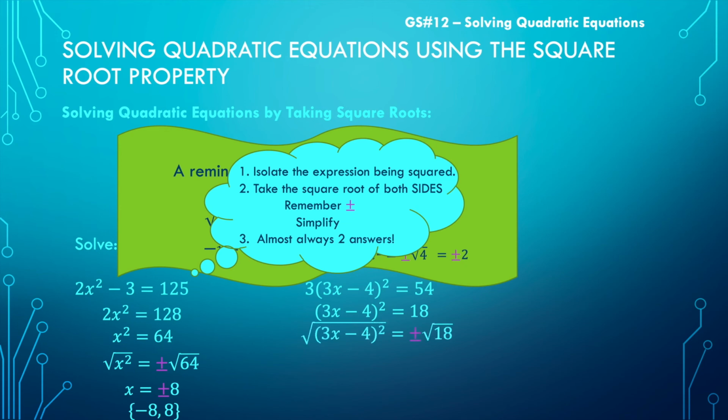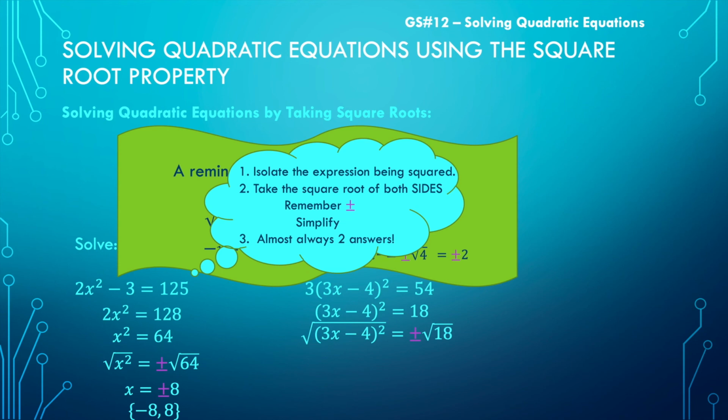So taking the square root of both sides gives me the square root of 3x minus 4 squared is equal to plus or minus the square root of 18. Now that left-hand side, I'm square rooting a squared, which means they're going to negate each other. My left-hand side will just end up being 3x minus 4. But my right-hand side, I can simplify that radical.